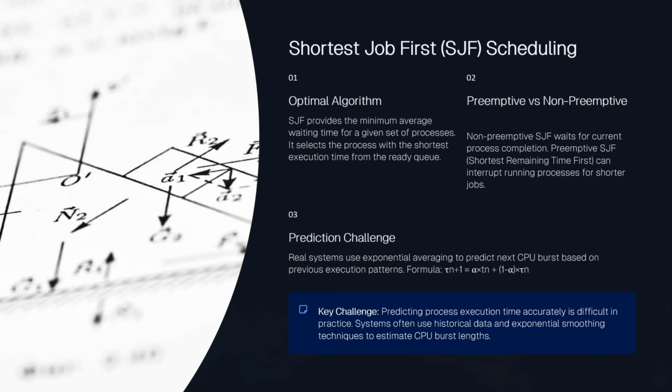Shortest job first minimizes the average waiting time by picking the process with the shortest CPU burst. It can be preemptive or non-preemptive, but predicting the job length accurately is the main challenge. That's why systems use historical data to estimate process times.